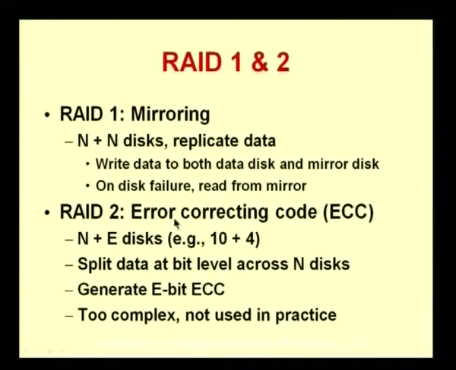In RAID 2, we use what are called error correcting codes. So, you will have n disks and you have some error correcting disks. Okay, so 10 plus 4 for instance. So, data is split at bit level across the n disks, and the error correcting ECC is stored in the E disks. Okay, this is a little complex, so it is normally not used in practice.